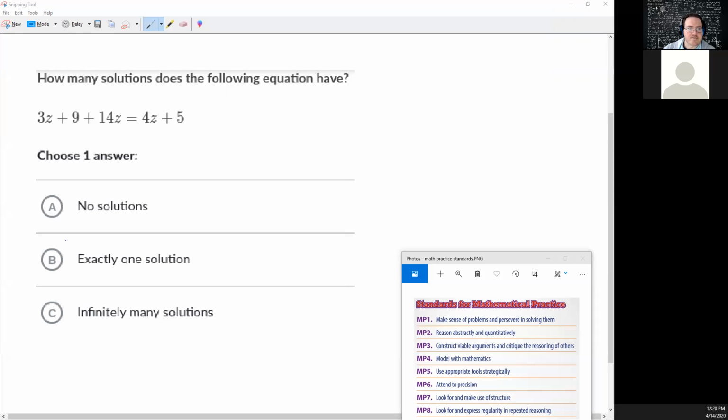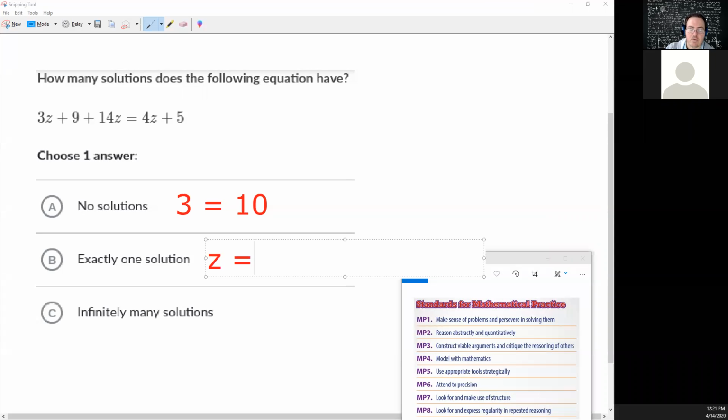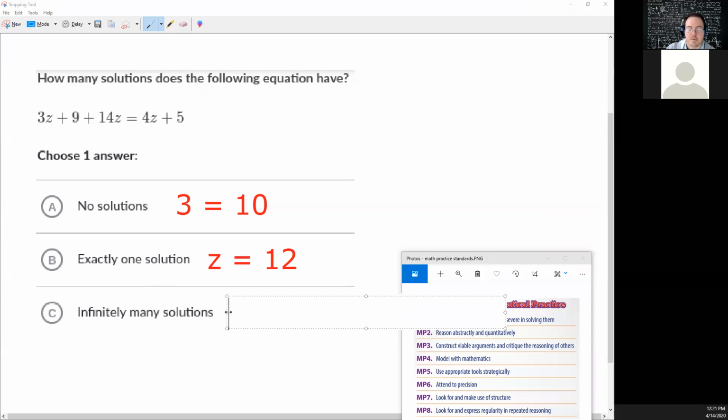So how many solutions does the following equation have? And just to hammer the message home, having no solutions means you'll have something like 3 equals 10, which can never be true. Or maybe for exactly one solution, you'll end up with z equals 12. And for infinite solutions, you'll end up with something like 6z equals 6z. Anything where it's the exact same on both sides.